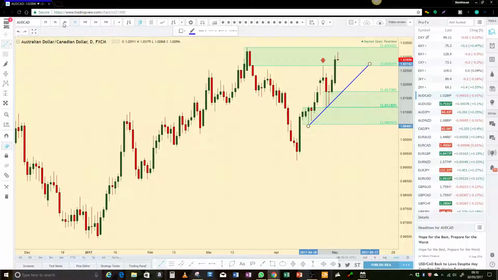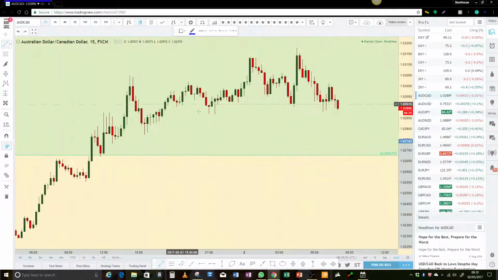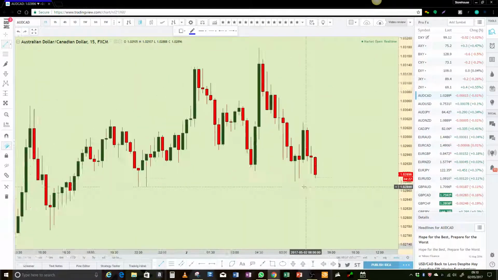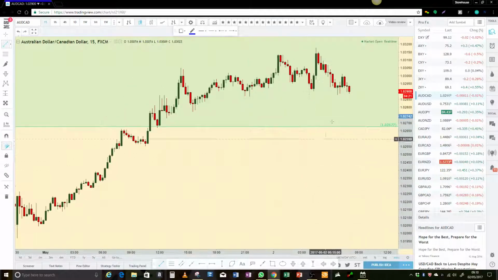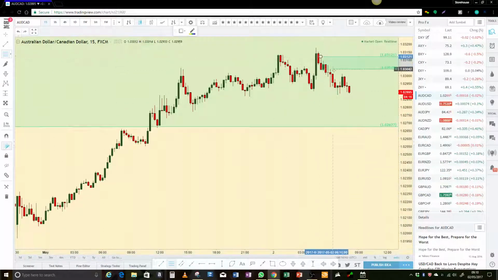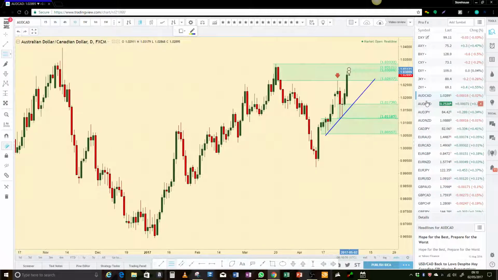So looking at, say, a 15-minute chart, looks like we just missed one potential short right here. Well, no matter. There will be other levels that will form, but looks like that one has already hit. Okay, so let's go back to the daily. So that's the Aussie CAD.